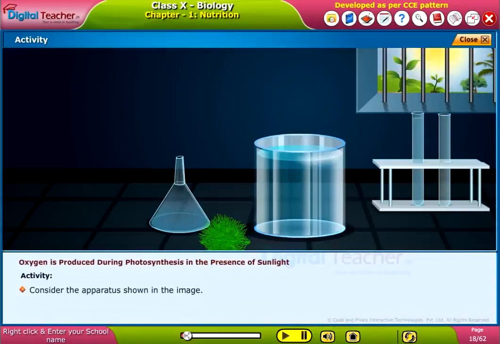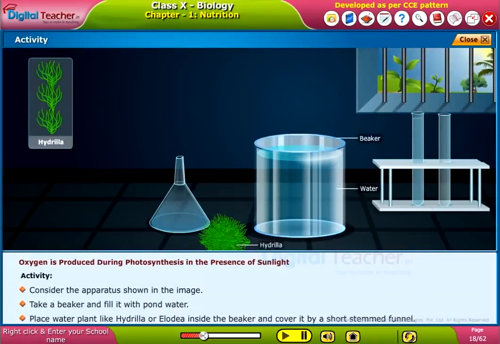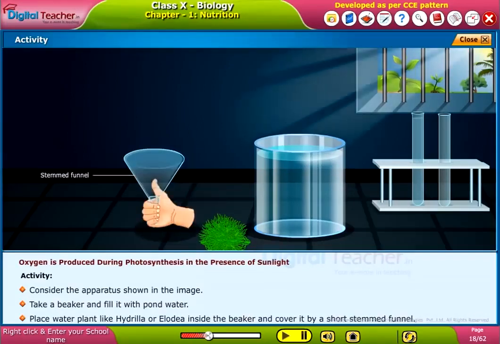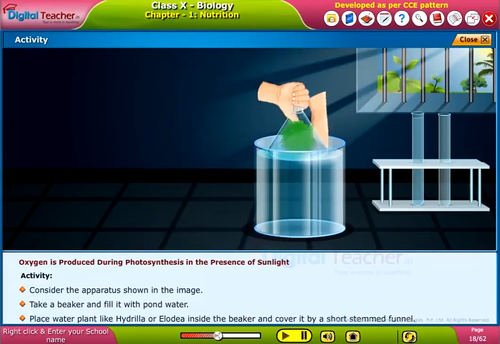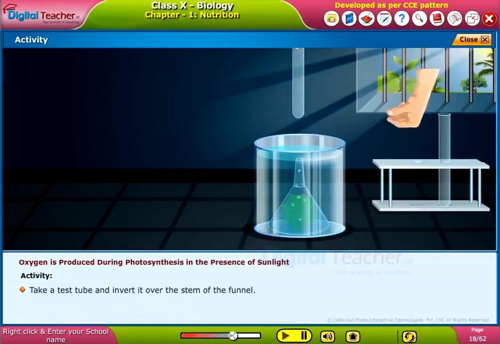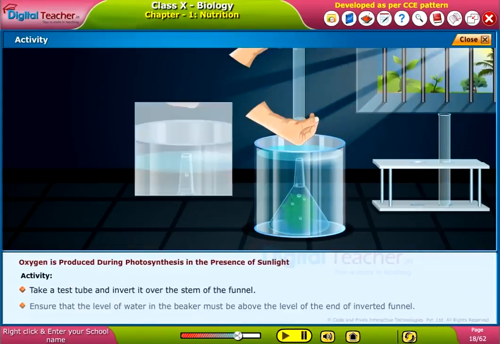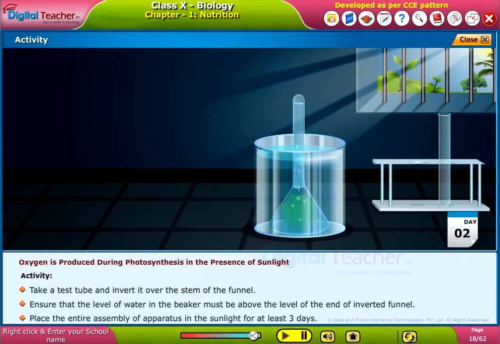Consider the apparatus shown in the image. Take a beaker and fill it with pond water. Place a water plant like Hydrilla or Elodea inside the beaker and cover it with a short-stemmed funnel. Take a test tube and invert it over the stem of the funnel. Ensure that the level of water in the beaker is above the level of the end of the inverted funnel. Place the entire assembly of apparatus in the sunlight for at least 3 days.